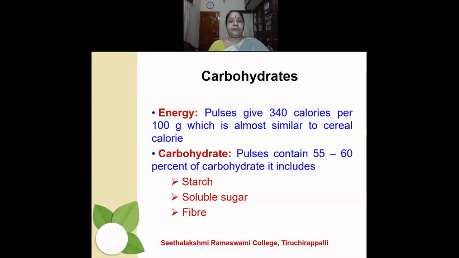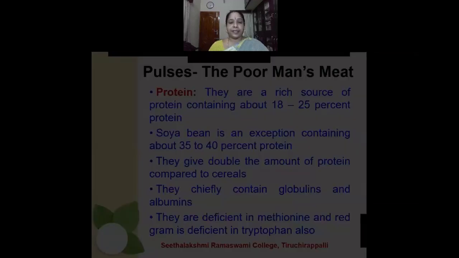Pulses contain 55 to 60% of carbohydrates, and the carbohydrates are present in different forms. They are present as starch. Starch is a polysaccharide. Also soluble sugars like the monosaccharides and the disaccharides are present, and they also contain fiber. Right? So these are the various forms in which carbohydrates are present in the pulses.